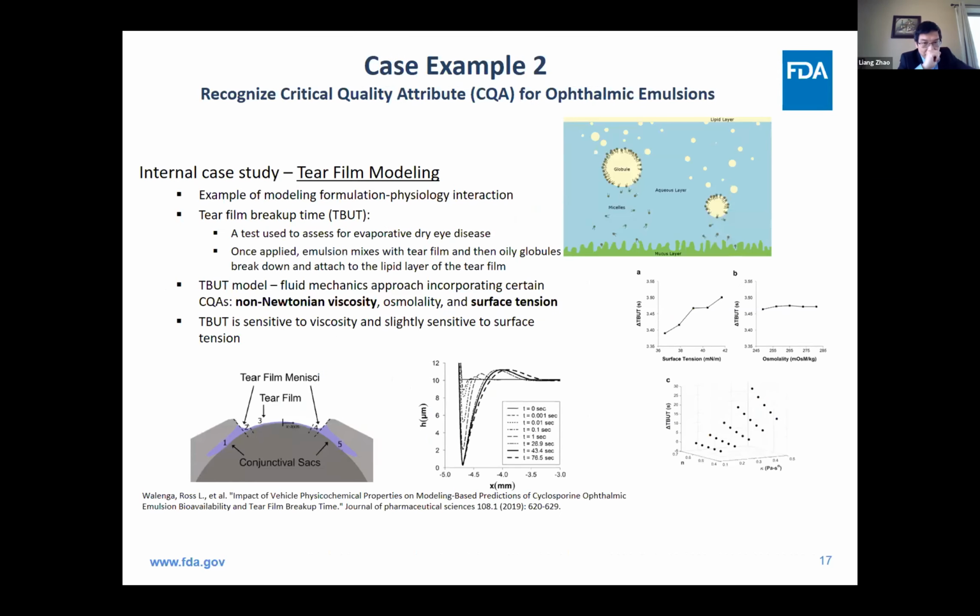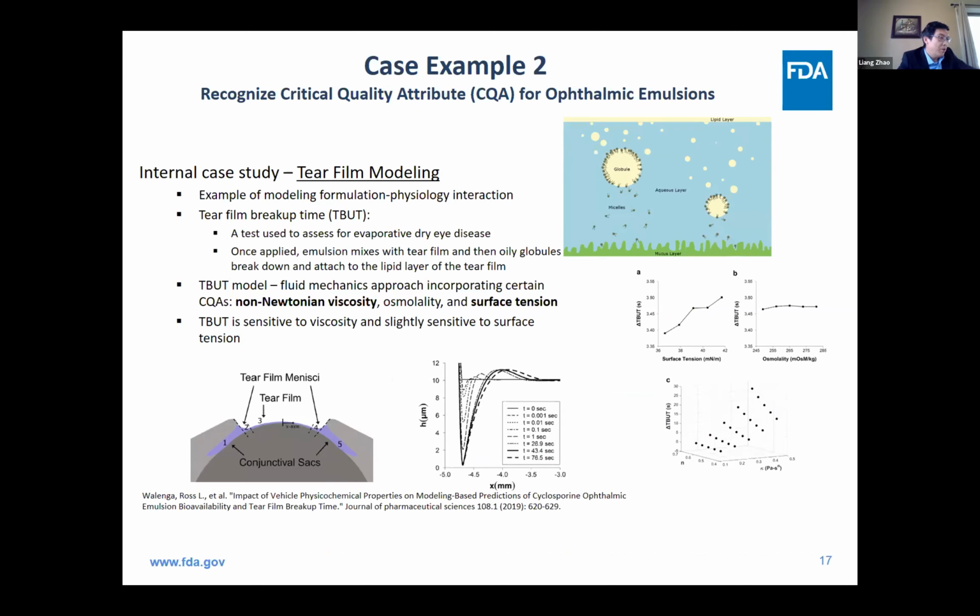Next slide, please. Case 2 is about identifying the critical quality attribute for ophthalmic formulation using modeling approach. I'm going to show you 2 of our internal case studies. The first one is ophthalmic emulsion, and the second one is ophthalmic suspension.